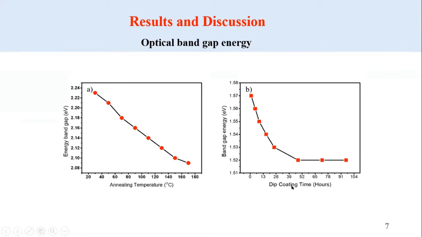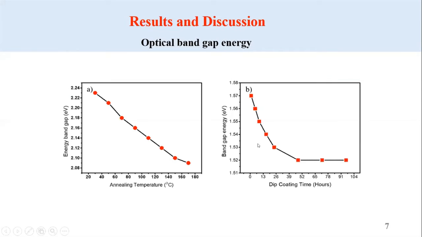We see that as this dip coating time were increased, the values for the optical band gap energies decreased from 1.57 to 1.52 electron volts. So this decrease in the values for the optical band gap energies can be explained as a result of increased molecular ordering, which results from an increase in the molar diffusion of the molecules as the dip coating times were increased from 1 hour to around a value of 48 hours. And we see that we obtained the optimum value for the band gap energy at the 48 hour, and beyond this hour, the values remained constant.